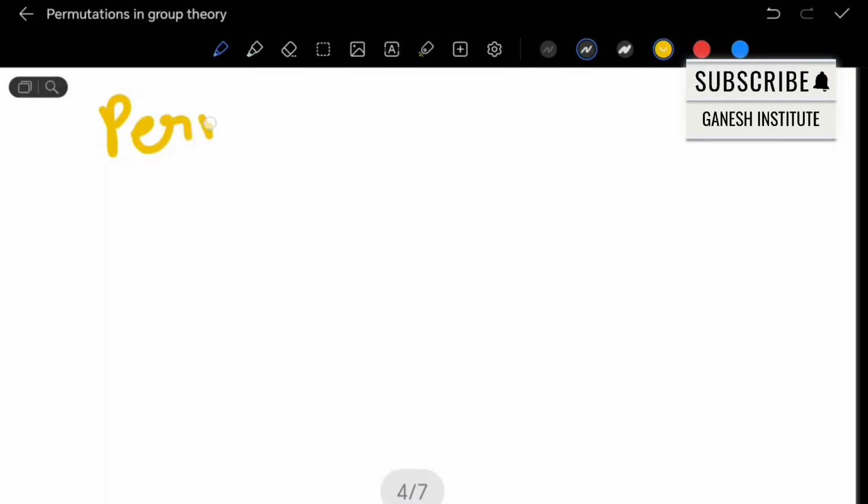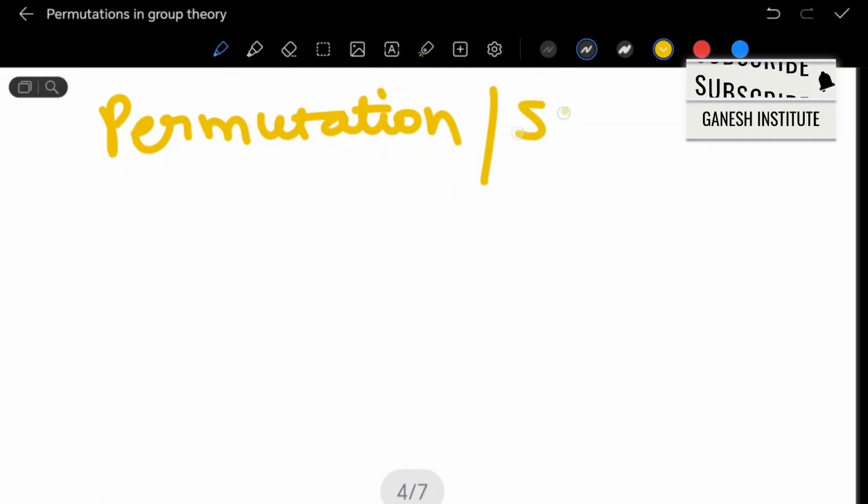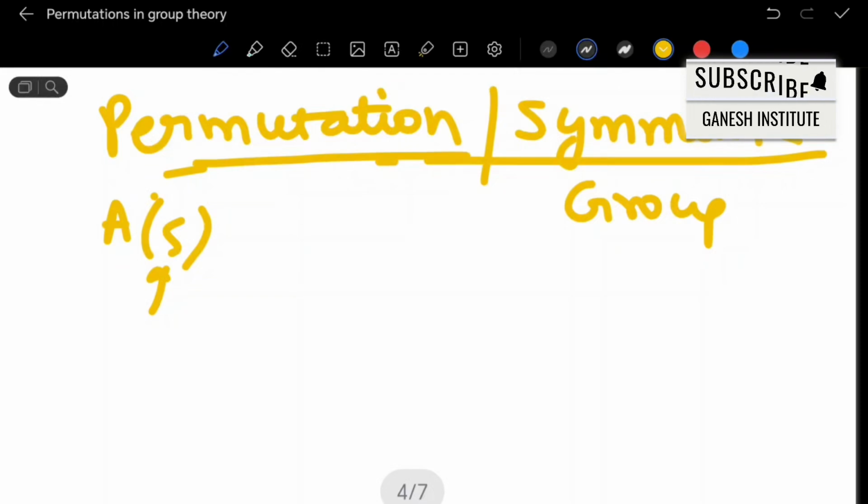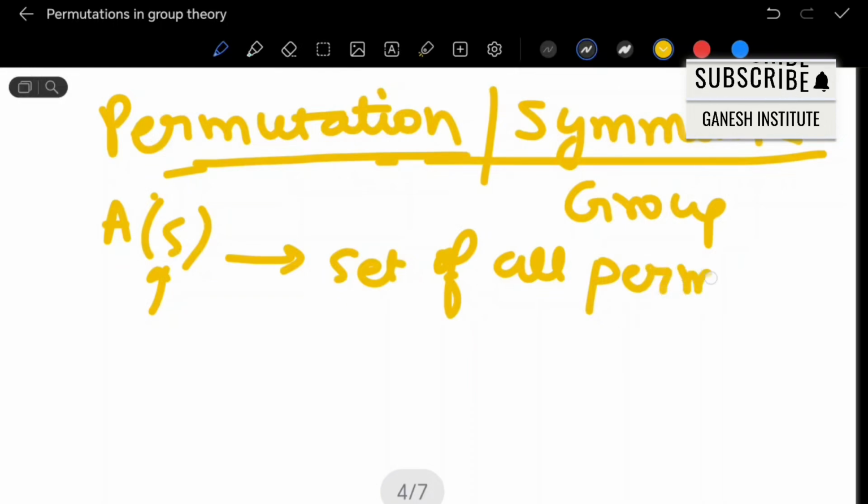Alright. Next up, what do we mean by permutation group? Permutation group is also called a symmetric group. So when we say symmetric group, it is basically denoted by, maybe you can denote it by S, because it is symmetric group. It denotes the set of all permutations on a non-empty set S. I mean, it is the set of all the possibilities of permutations.